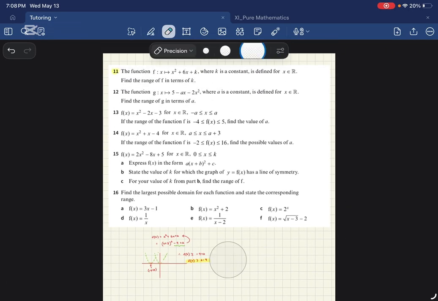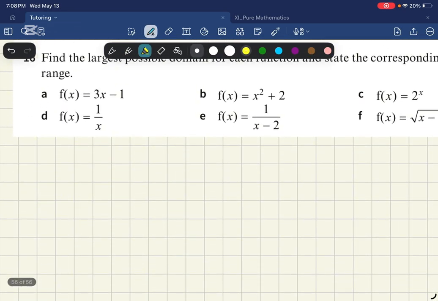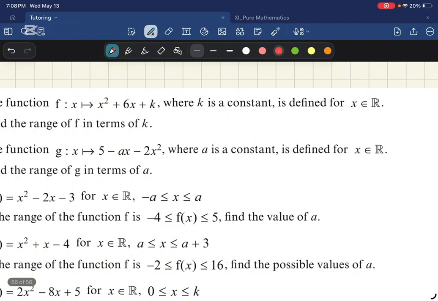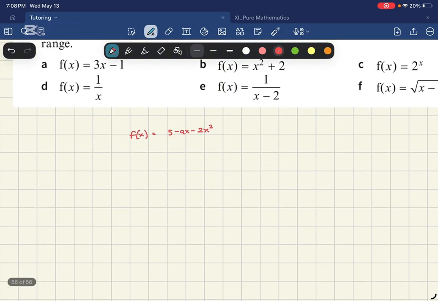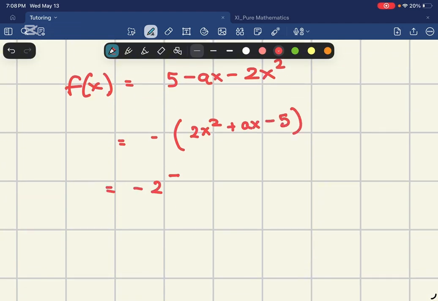Question 12. The function g of x is 5 minus ax minus 2x squared, where a is a constant. Find the range of g in terms of a. All right, so we need to find the range in terms of a. So let's factor out a negative sign first. If I do so, I have 2x squared plus ax minus 5. And then I can factor out a 2. When I do so, I have x squared plus a over 2 x minus 5 over 2.